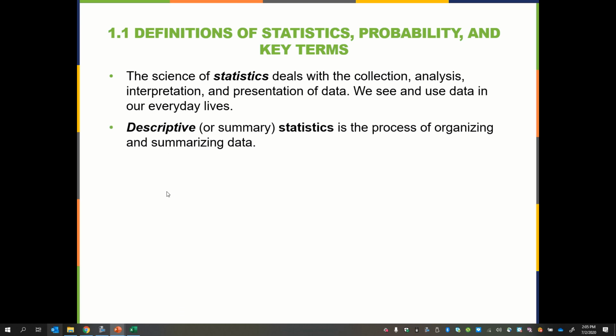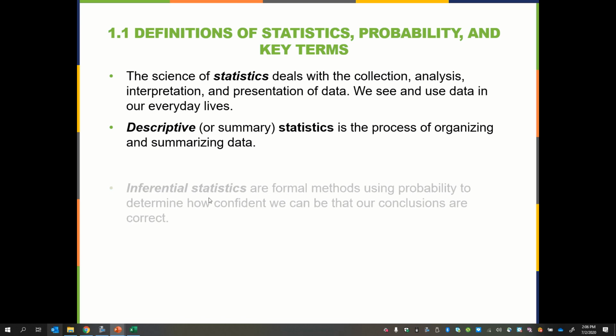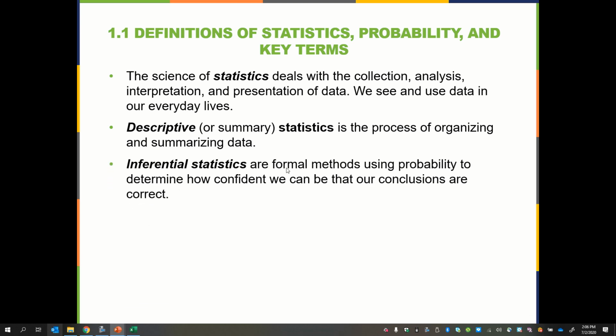There are 2 main areas of statistics. The first is descriptive or summary statistics, which is the process of organizing and summarizing data. Once you have collected information, you want to get a feel for what it looks like or how it behaves or what it means in general. Inferential statistics are formal methods using probability to determine how confident we can be that our conclusions are correct. So we start by describing a set of data, but then we would like to use that sample data to possibly infer something about the population that we're interested in learning about.